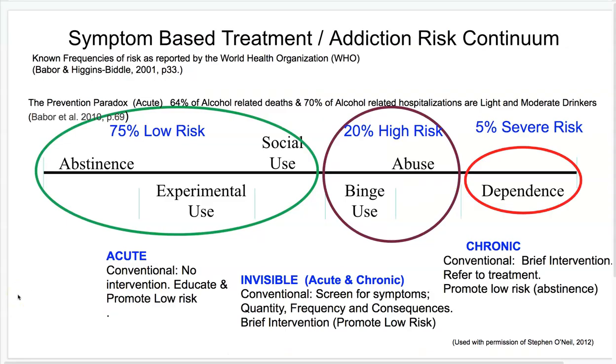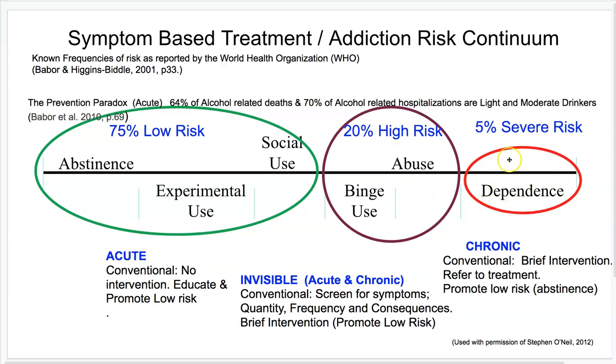It kind of makes sense until you look at this prevention paradox idea that says most of the hospitalizations and most of the accidents and deaths happen in the 75% low risk with very few symptoms. That's a big problem. The next problem is the 20% high risk that we know is there look invisible until we catch enough symptoms at one time. They look low risk, but they're not. And they believe they're low risk, but they're not. And the low risk people believe they're low risk, and that's dangerous.